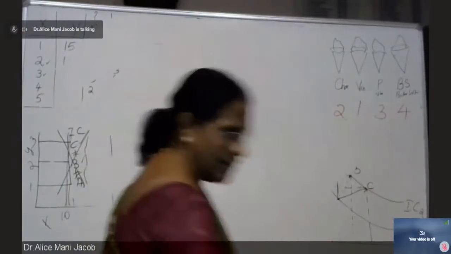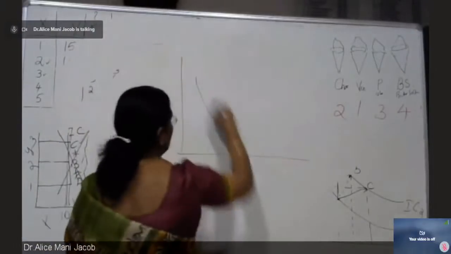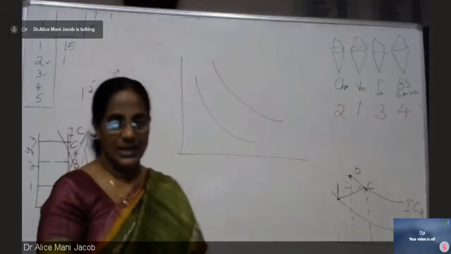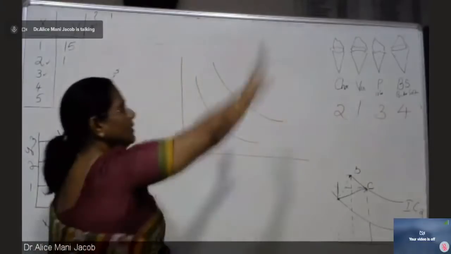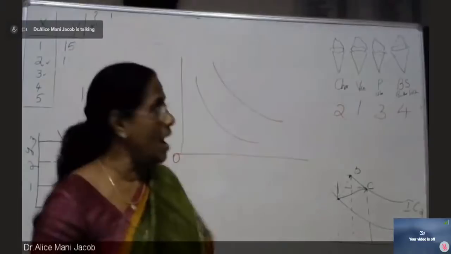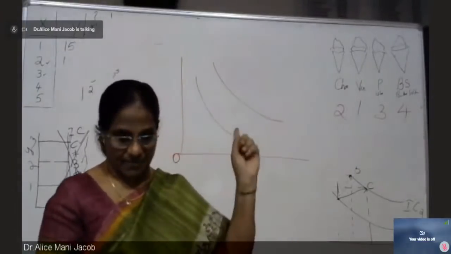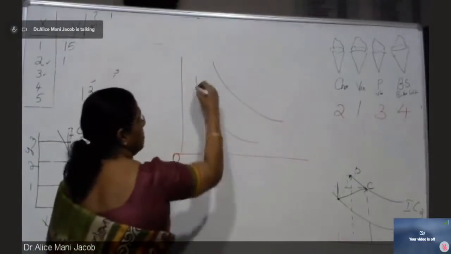Now we have to go to the concept of more is better. You always prefer a higher indifference curve. What does it mean? I said more is better. That is, the farther the indifference curve is from the origin, the better. Why is it so? Suppose you are at point A, B, C, D. All points give you equal satisfaction.